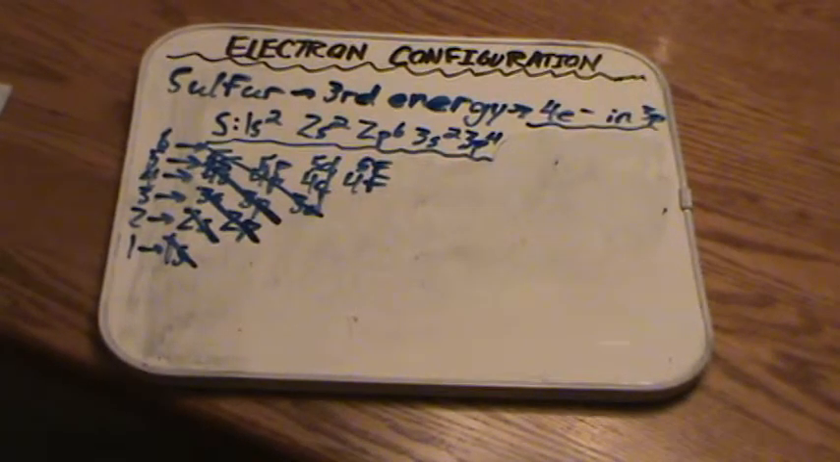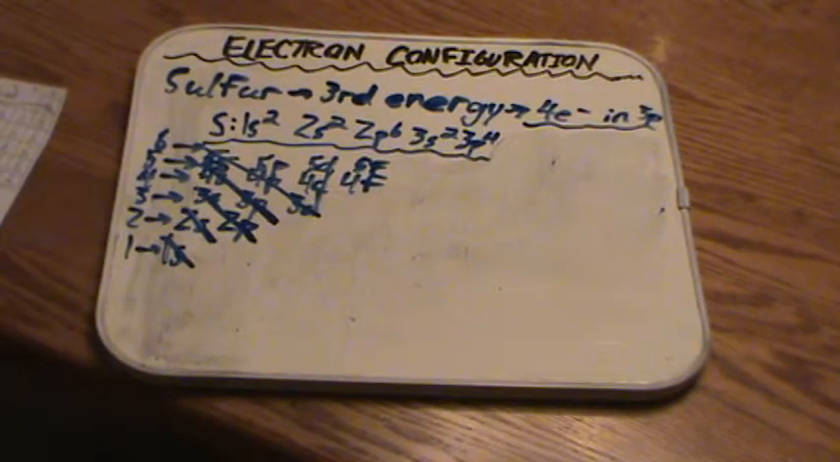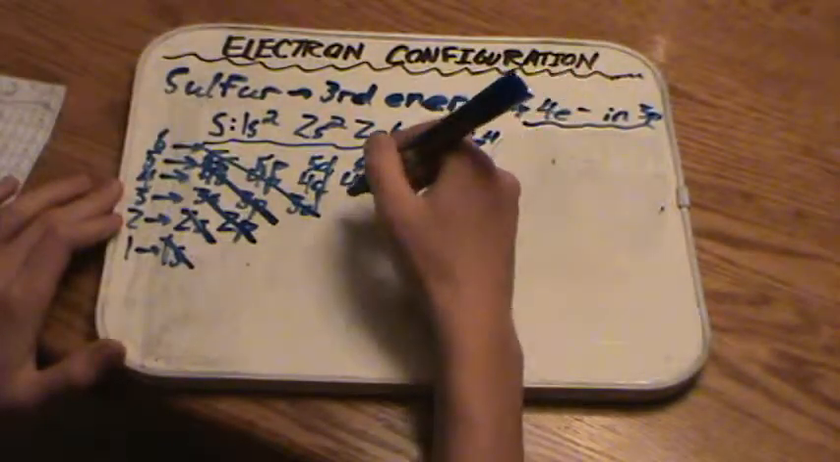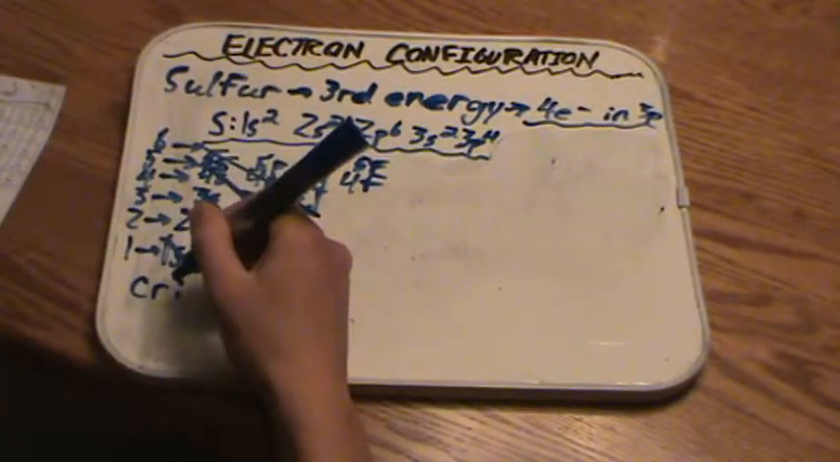And so now that I only have a limited amount of time left in this video, let's do a couple of quick examples. So let's do chromium, and chromium has 4 electrons, so chromium has 4 electrons in the 3d sublevel.